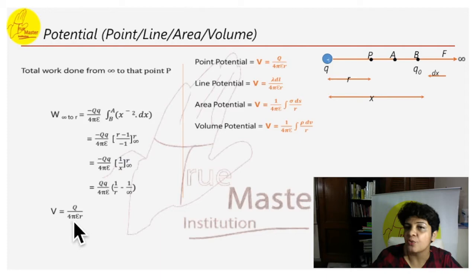In case we are not using it for the point but for the line potential, then the Q has to be replaced by lambda dl. In case it is area potential, then for area, instead of Q, we write sigma ds. In case it's a volume potential, then we will write rho dV by R. So the formula remains the same. For the line, we write lambda dl; for area, it will be sigma dS; and volume potential will be rho dV. That is volume.